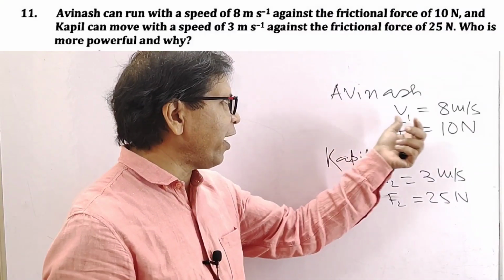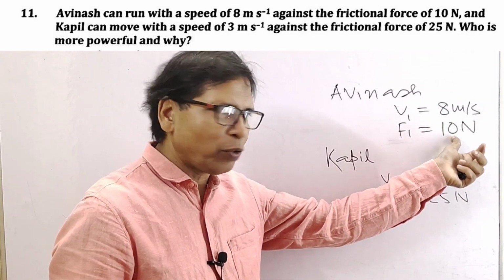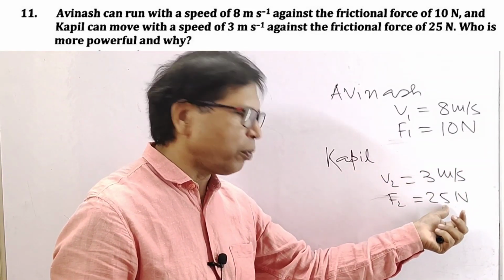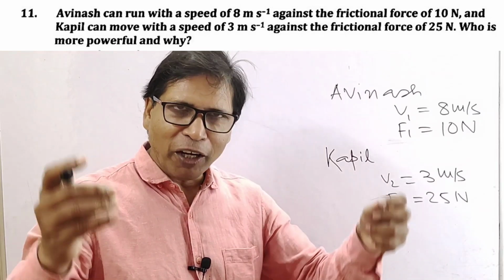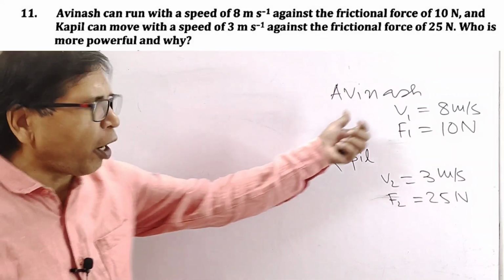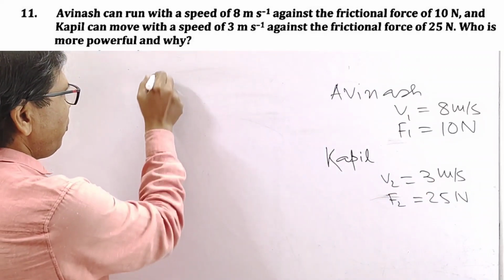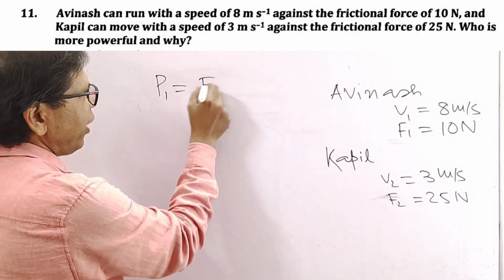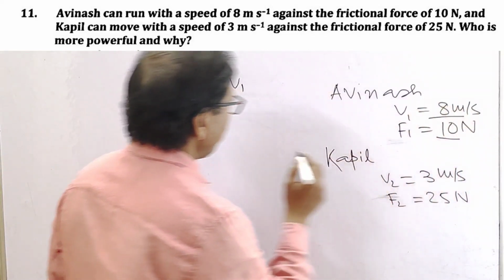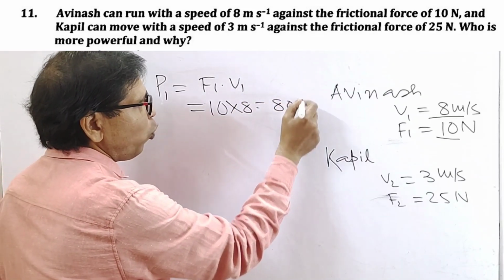Avinas can run 8 meters per second against a frictional force of 10 Newton. Kapil can run 3 meters per second against a frictional force of 25 Newton. Which one is more powerful? Power equals force into velocity. Now the power of Avinas is force into velocity. So P1 is equal to F1 into V1. Now F1 is 10 Newton and V1 is 8 meters per second. So this is 10 into 8, so this is 80 watt.